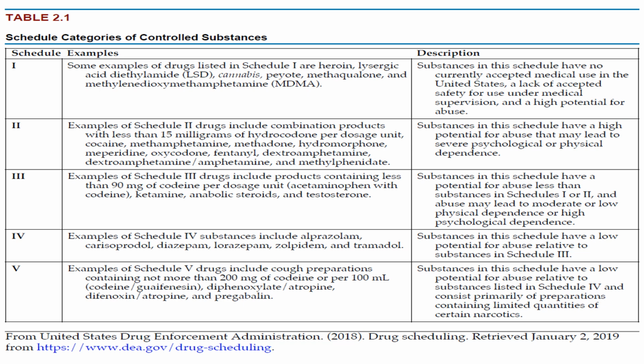Number 5 or schedule number 5, we have 200 milligrams of codeine per 100 ml of guaifenesin. Then you have atropine and pregabalin. So they consist of primarily preparations with limited quantities of certain narcotics.